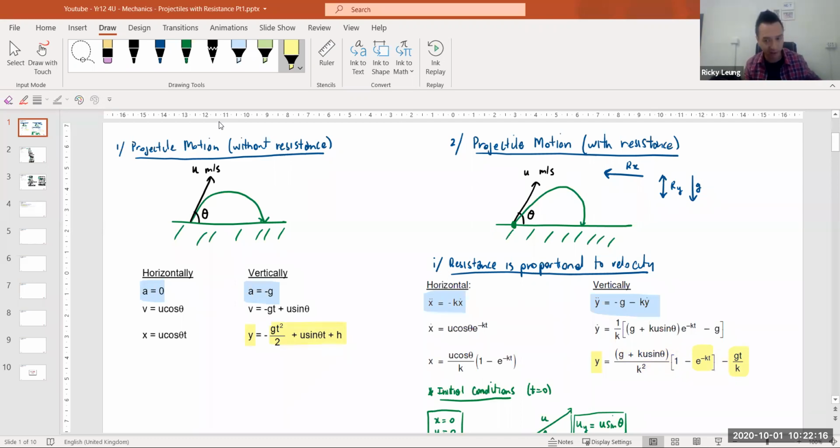So what you'll find is that when you have questions that ask for total time of flight with resistance, they don't ask you to find the total time of flight. They basically ask you to verify it. In other words, they give you the answer, and all you have to do is just sub it in, right? So it changes the type of questions you'll get for this type.